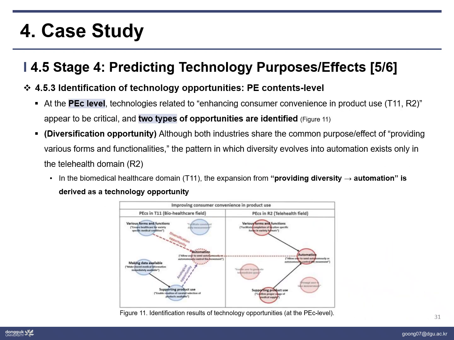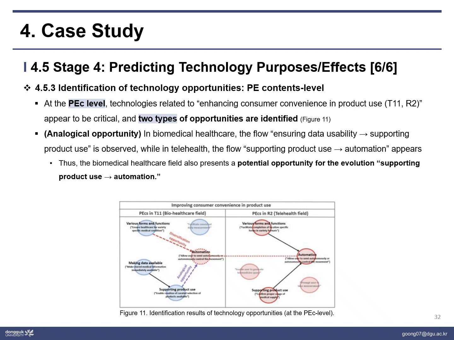The results of identified technology opportunities at the purpose effect AO level are shown in Figure 11. From the figure, it can be seen that in biohealthcare, a diversification opportunity is identified, moving from providing diversity to automation. Also, an analogical opportunity is identified, moving from product uses support to automation.